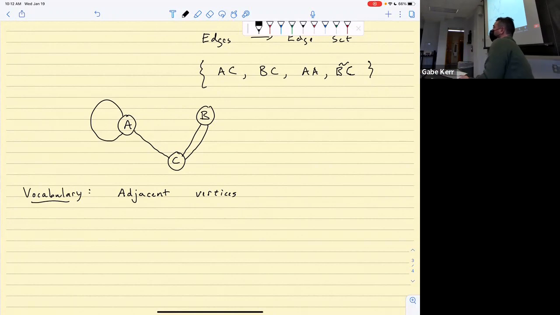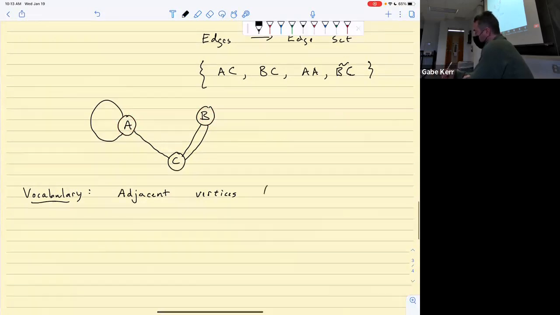Can't hear you. A and C. Very good. Why do you say that? Next to each other? They connect. There's an edge connecting. That's great. So A and C are adjacent because there's an edge connecting. B and A, for example, however, are not adjacent in our language, even though they're close to each other, there's no edge. Okay. Adjacency means that there is an edge.